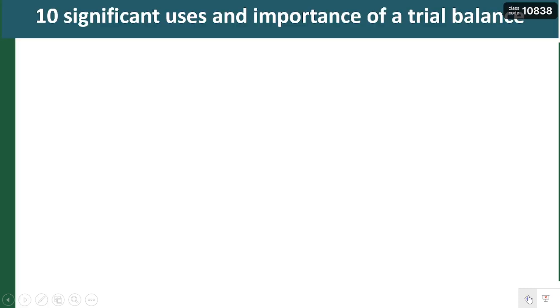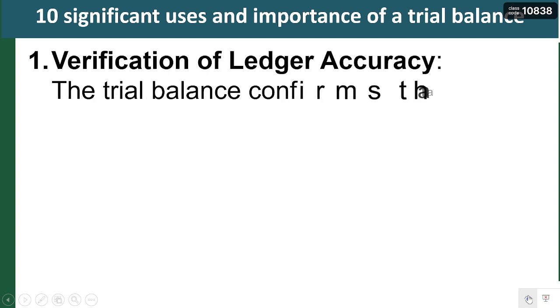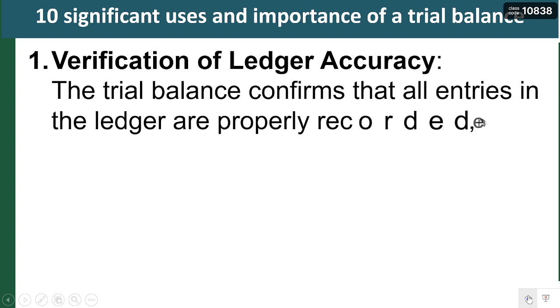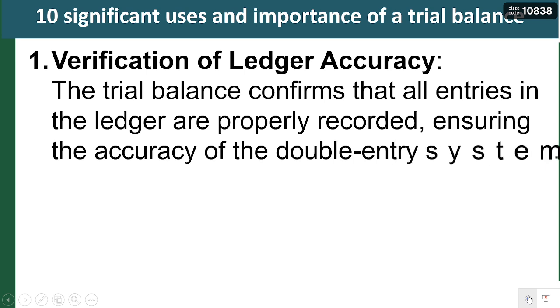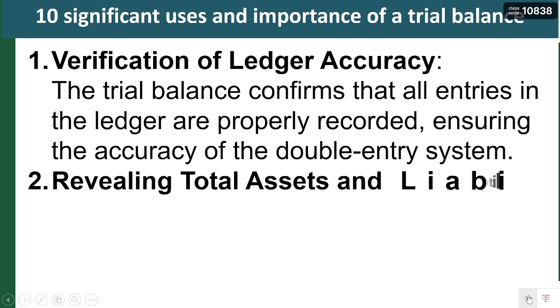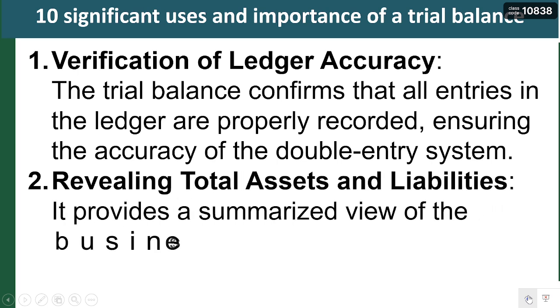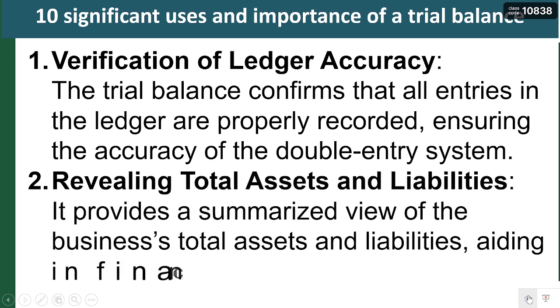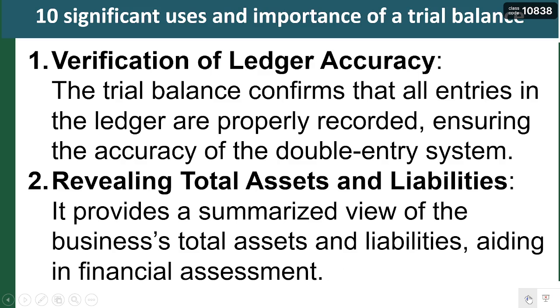Here are 10 significant uses and importance of a trial balance. Number 1, verification of ledger accuracy. The trial balance confirms that all entries in the ledger are properly recorded, ensuring the accuracy of the double entry system. Number 2, revealing total assets and liabilities. The trial balance provides a summarized view of the business's total assets and liabilities, aiding in financial assessment.